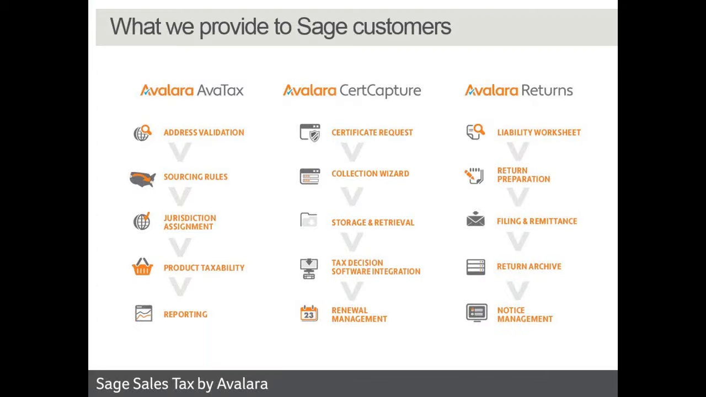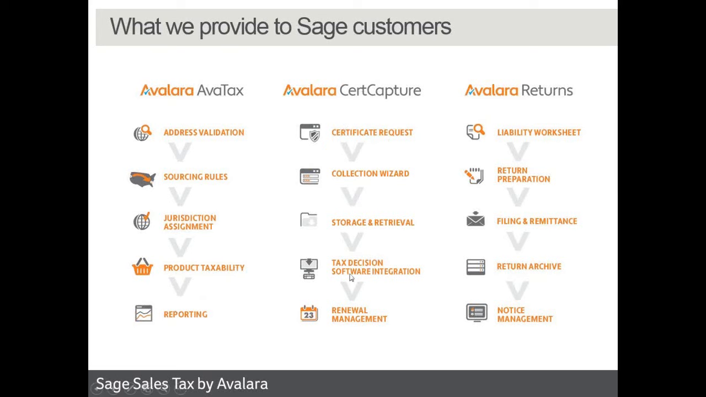So again, let me circle back and kind of give you the step-by-step. So Avalara has three components: the AvaTax, or Sage Sales Tax as it's known in the Sage universe, cert capture, and returns. So this is where we do the calculations, and again, the magic is we validate the address, we administer sourcing rules as appropriate, we assign the jurisdictions, we know the taxability of every line item for every jurisdiction, and we do the calculation automatically and effortlessly on your part, and then there's full reporting available to you within AvaTax.